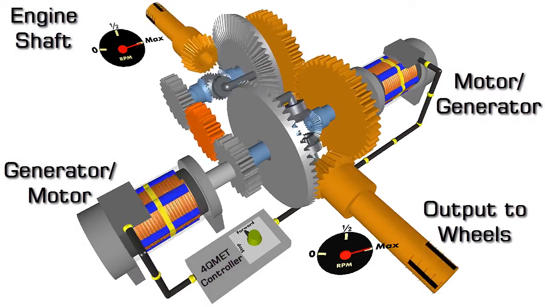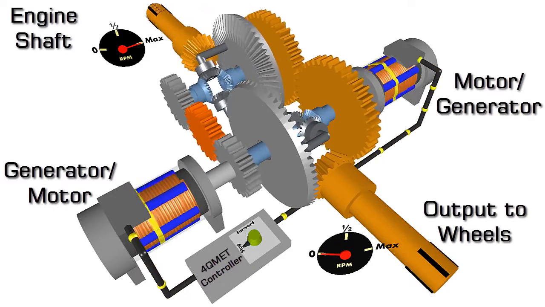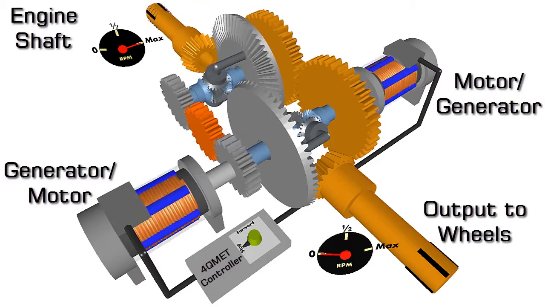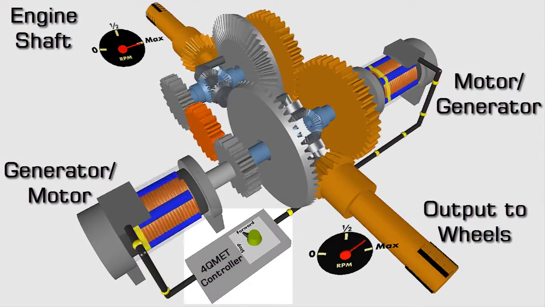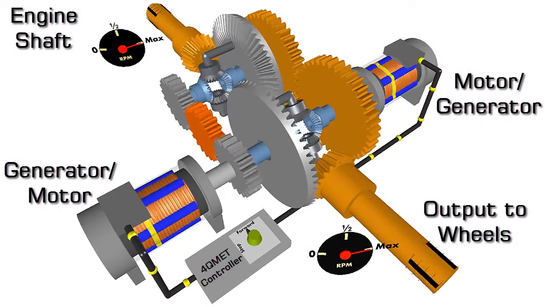The ratio of the engine speed to the output shaft speed can be determined by controlling the mirrored energy transfer between the two motor generators, providing precise speed control through software-controlled power electronic drives. This eliminates the need for external energy to operate the 4QMET transmission.